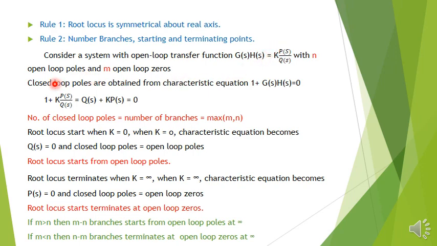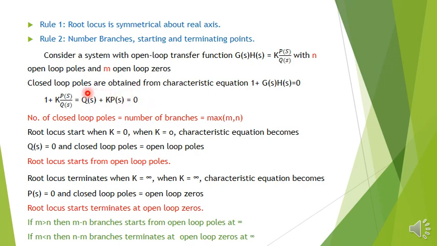Now to obtain the closed loop poles, we need the characteristic equation, that is 1 plus G(s)H(s) equal to 0. If I substitute G(s)H(s) equal to K P(s) by Q(s) and take the common denominator, it is 0 only when the numerator is 0, that is Q(s) plus K P(s) equal to 0. In this equation, how many poles exist? Because the root locus, by definition, is the locus of the closed loop poles, the number of branches is equal to the number of closed loop poles.